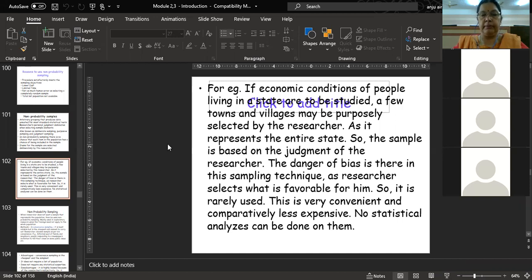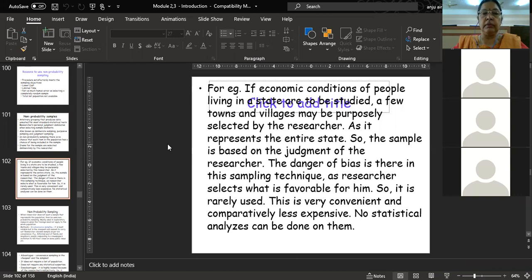So, an example of non-probability sampling technique. Suppose you want to study the economic conditions of people living in a state. So, that is your research. In a state, there will be so many towns, there will be so many villages.